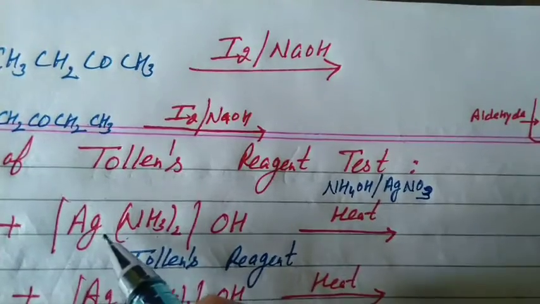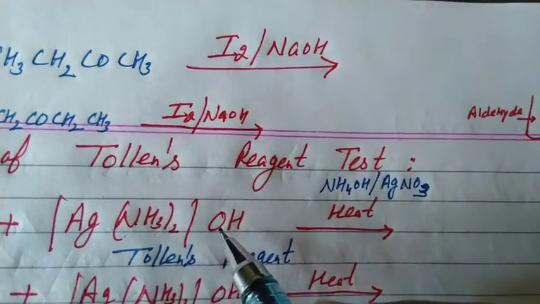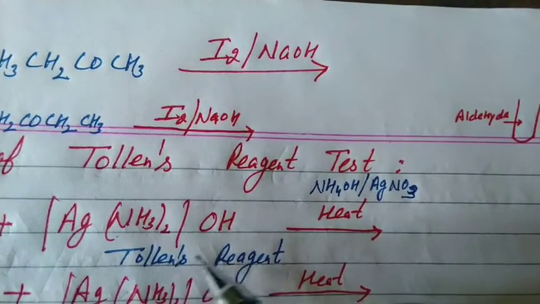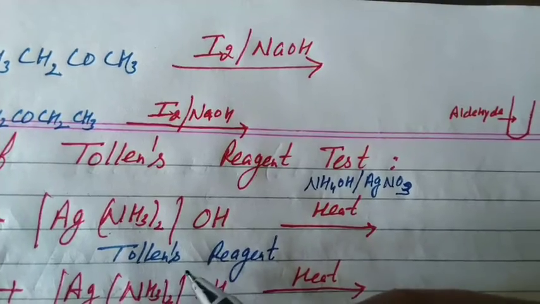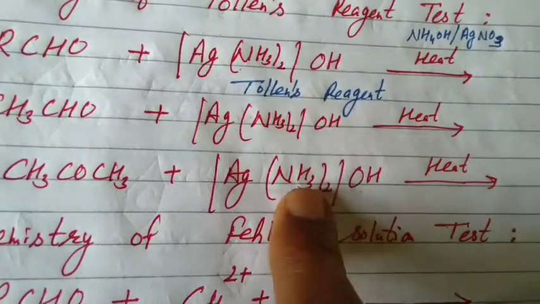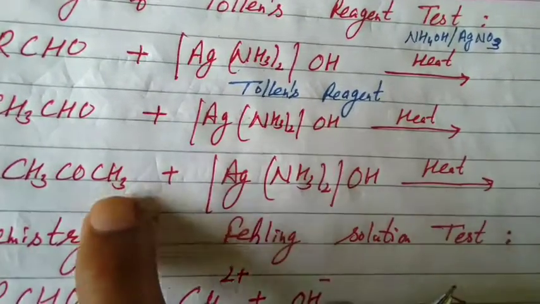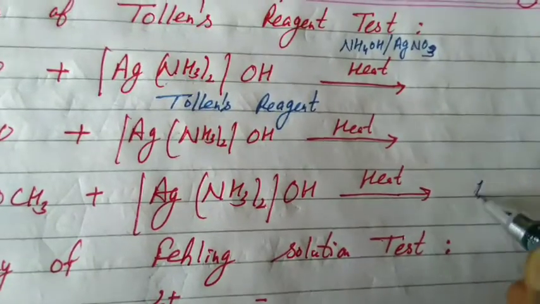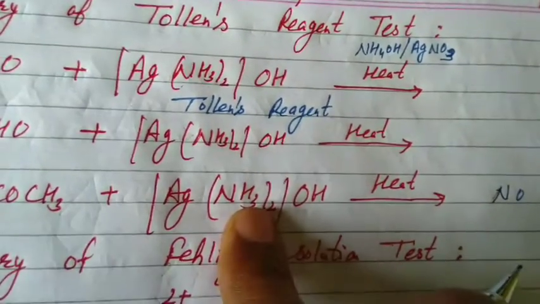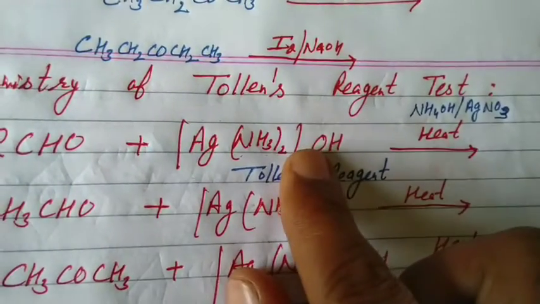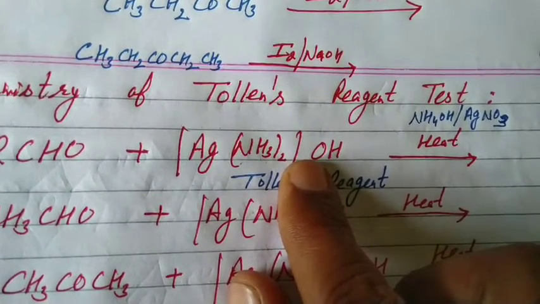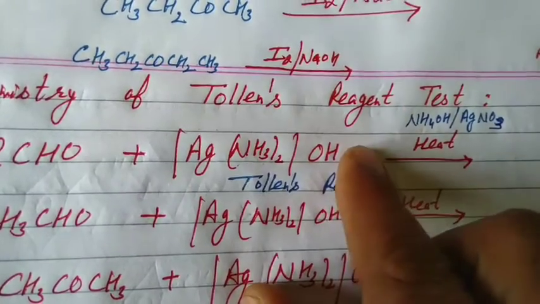What is the formula of Tollens reagent? Ag(NH3)2OH. Students, it is a weak oxidizing agent. It is used to distinguish aldehydes and ketones. When we heat ketones with Tollens reagent, being a weak oxidizing agent, it cannot oxidize ketones. What will happen? No reaction. But when we heat an aldehyde with Tollens reagent, the aldehyde upon heating will reduce silver ion to metallic silver.